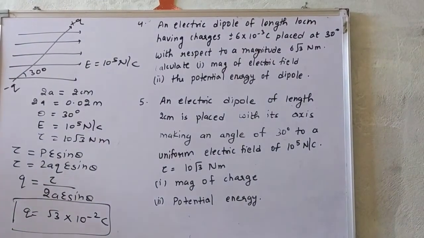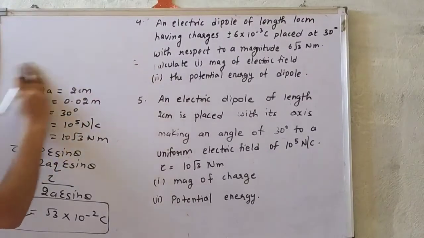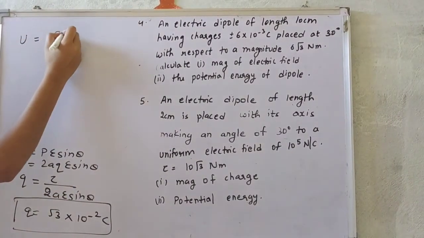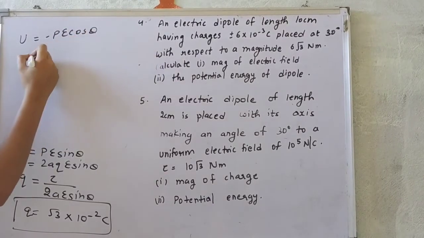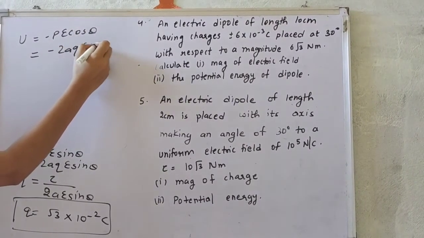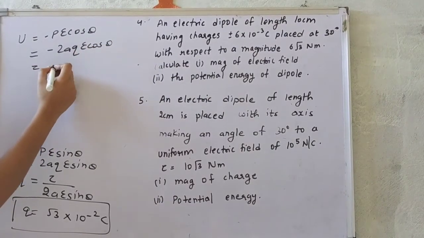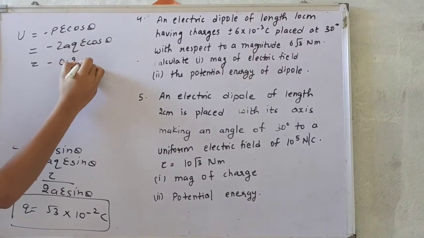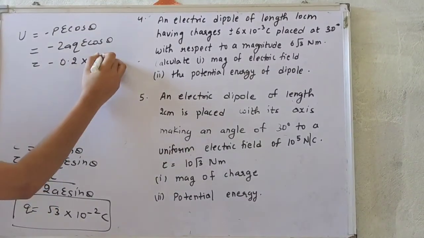Now we need to calculate the potential energy. The formula here is minus pE cos theta, again 2aqE cos theta. Just place the values. 2a is equal to 0.2. q we calculated here.